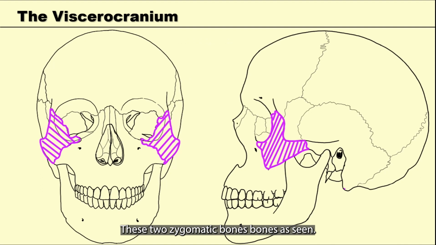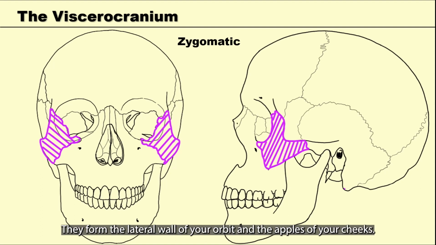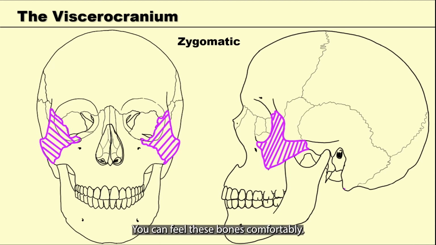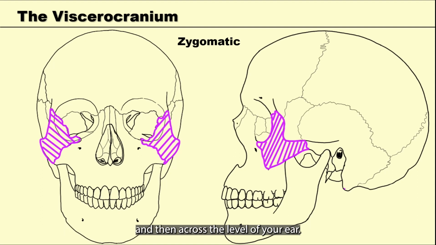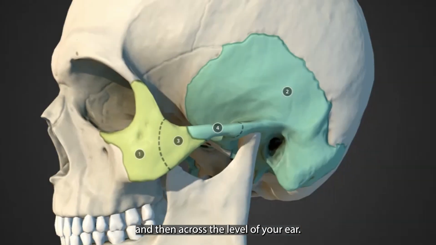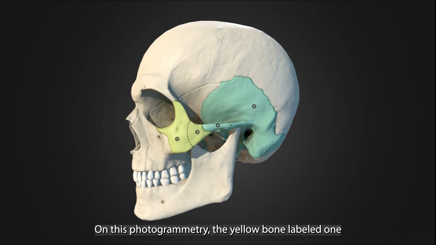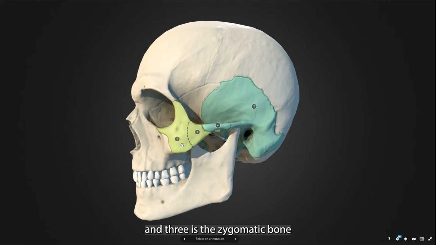These two zygomatic bones, as seen here, are the bones we associate as cheekbones. They form the lateral wall of your orbit and the apples of your cheeks. You can feel these bones comfortably if you draw your fingers down from the outside corners of your eyes and then across to the level of your ear. On this photogrammetry, the yellow bone, labelled 1 and 3, is the zygomatic bone. Label 4 is the zygomatic arch.